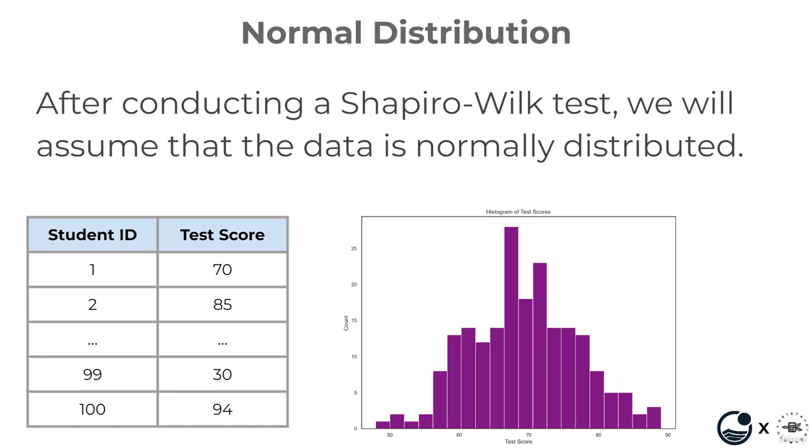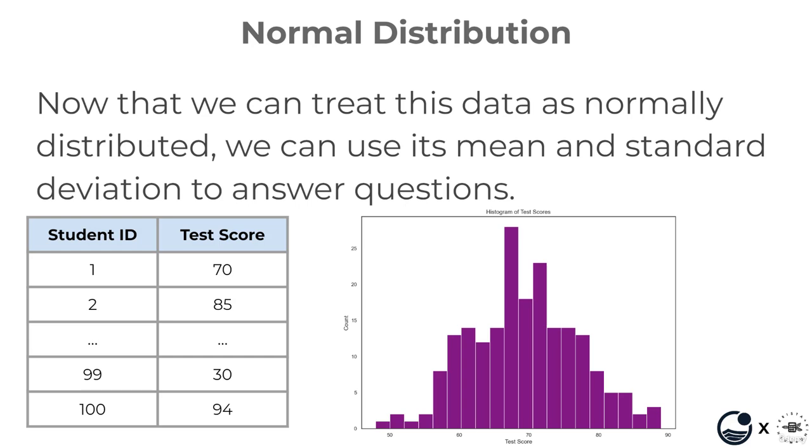So let's imagine we just conducted a Shapiro-Wilk normality test. Then we've also visualized this particular data set. In that case, if the Shapiro-Wilk test gives me a high confidence that our actual data set is normally distributed, and visually I can see it looks like it's normally distributed, then what I'm going to do is treat it as normally distributed or belonging to a normal distribution population. So now that I can treat this data as normally distributed, that means I can use that mean and standard deviation to begin to answer questions.